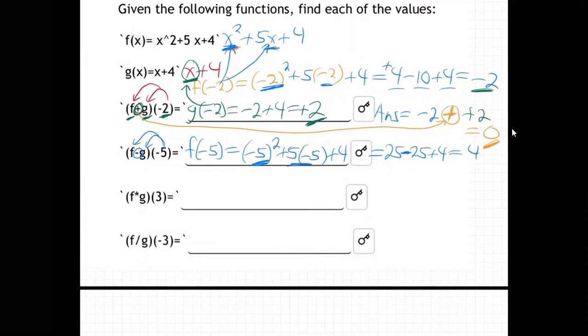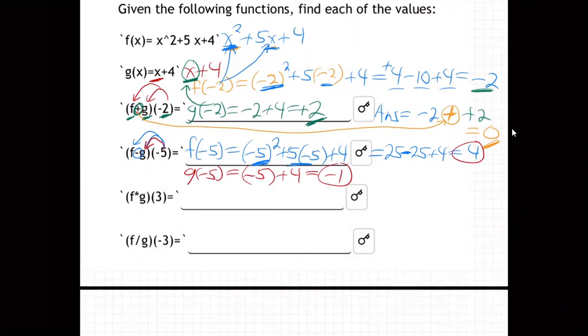So I got the answer 4 for the first part. And now for the second part, I got to do g of minus 5, because the minus 5 has also got to go into g. So what's g of minus 5? Well, you plug in right there. That one's a little simpler to plug into. It's just minus 5 plus 4, which is just minus 1. So I've got those two answers.